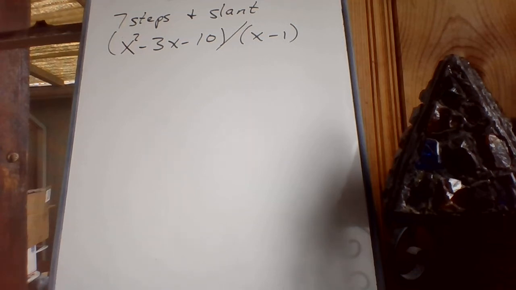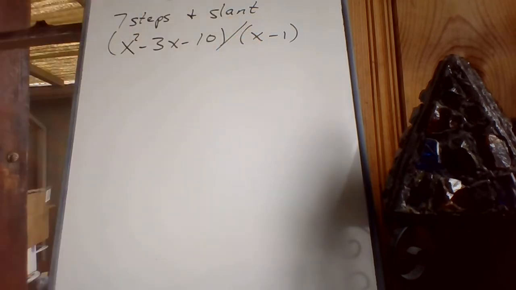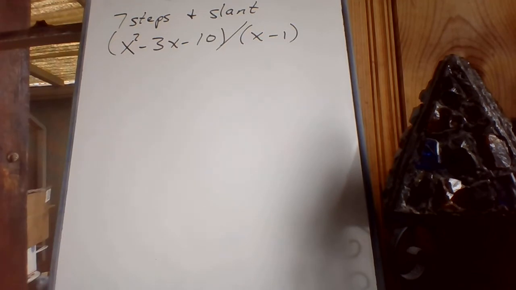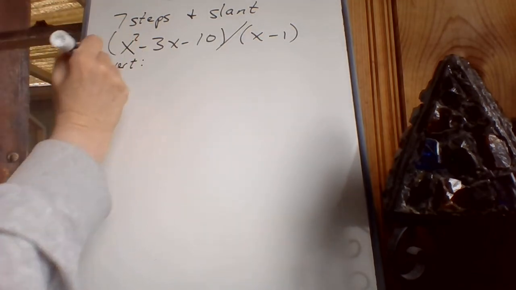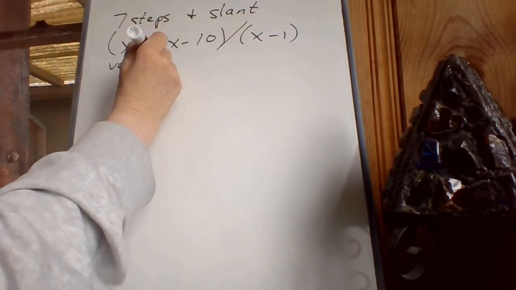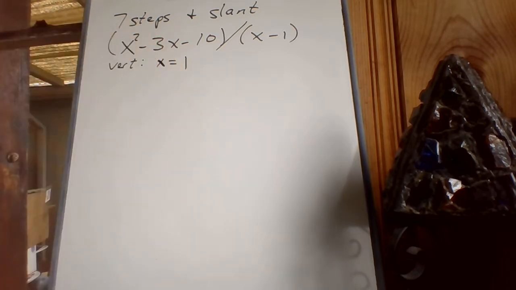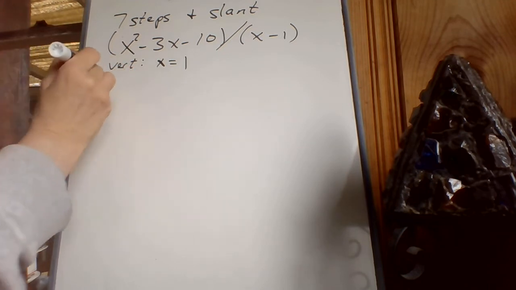7 steps and slant. The power on the top is bigger than the power on the bottom, and that's what I said. It's not going to have any horizontals, but it might have a slant. It could still have a vertical. Verticals come from setting the denominator equal to 0, so x minus 1 equals 0, x equals 1, that I know. Horizontal, I know it doesn't have any, it's just going to have a slant instead.